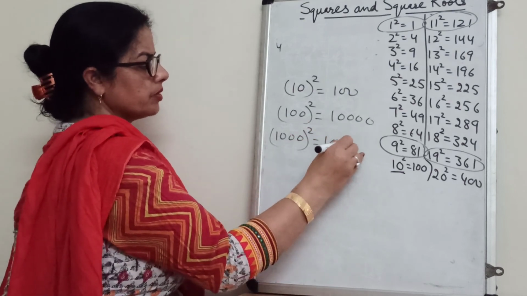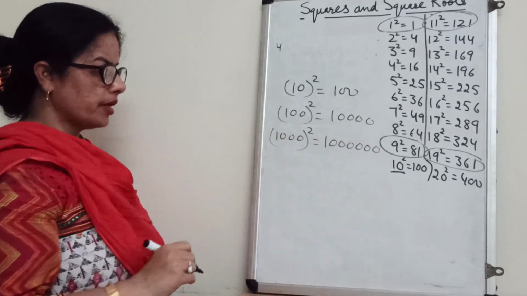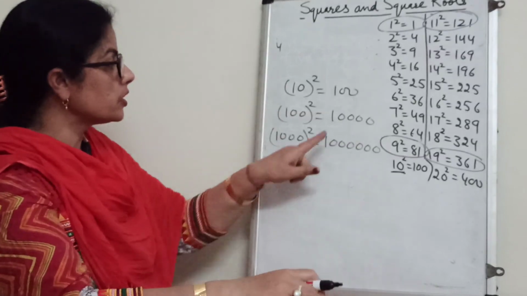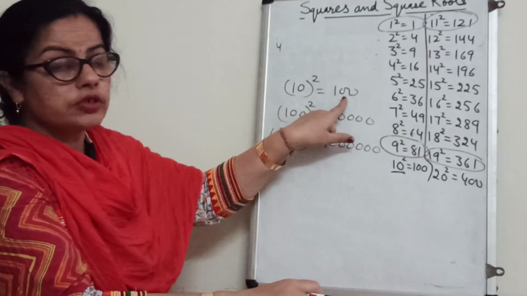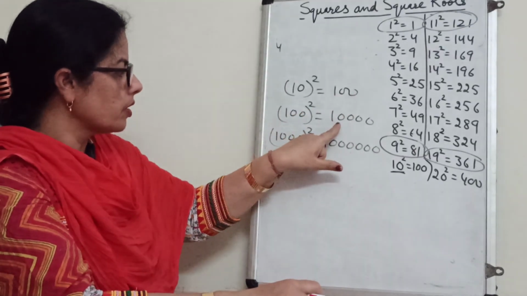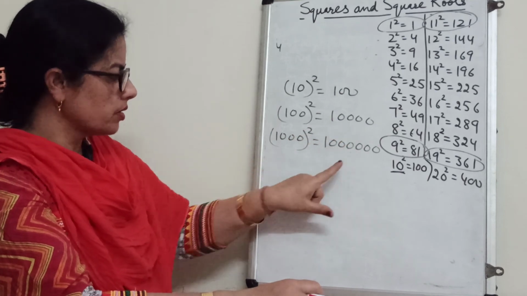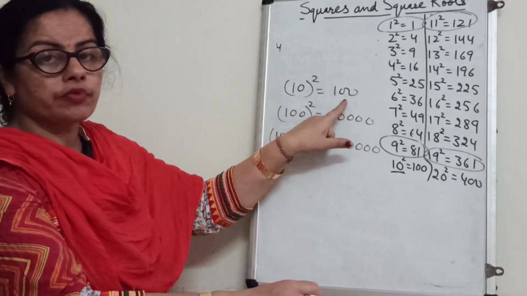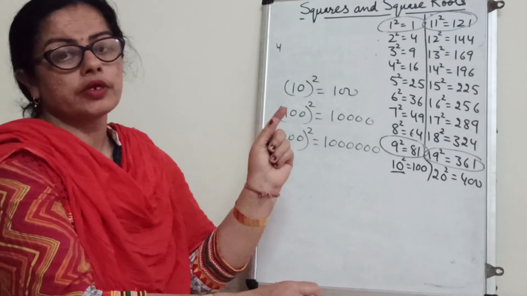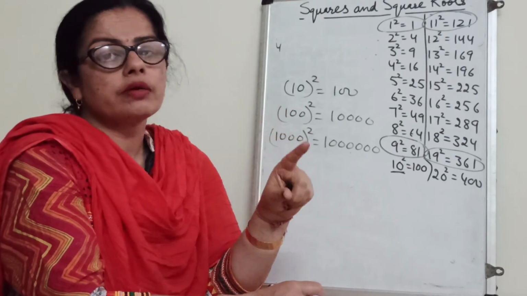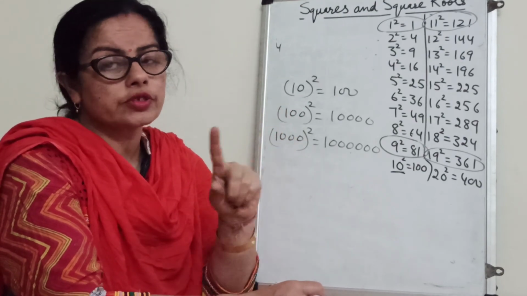Then it will be 10 lakh. Now see, count the number of zeros of the perfect square. Here 2, here 4, here 6. So perfect squares always end with an even number of zeros. An odd number of zeros cannot be there.